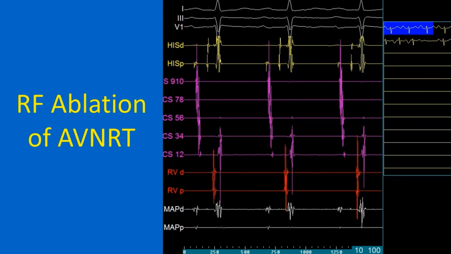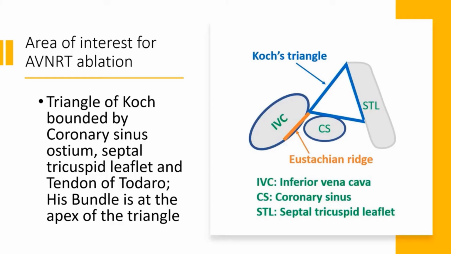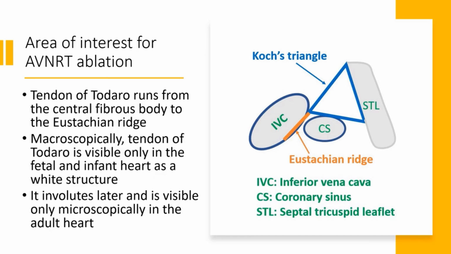Area of interest for AVNRT ablation: the triangle of Koch, bounded by the coronary sinus ostium, the septal tricuspid leaflet, and the tendon of Todaro. The His bundle is at the apex of the triangle. The tendon of Todaro runs from the central fibrous body to the eustachian ridge. Macroscopically, the tendon of Todaro is visible only in the fetal and infant heart as a white structure. It involutes later and is visible only microscopically in the adult heart.